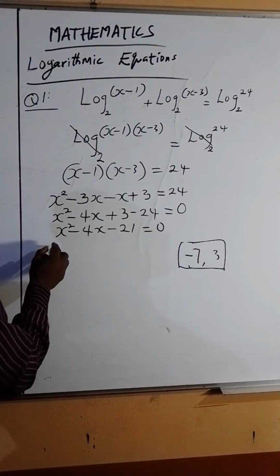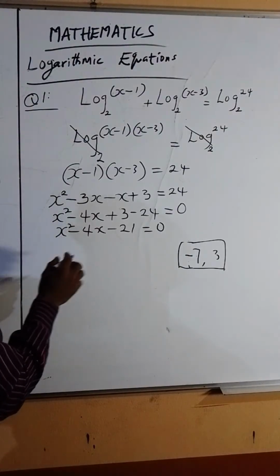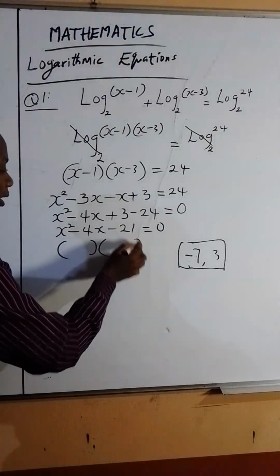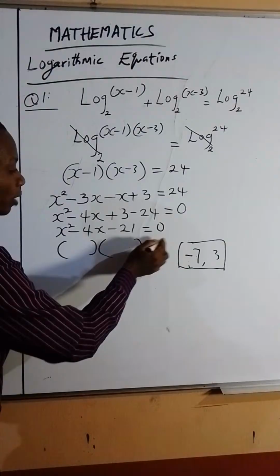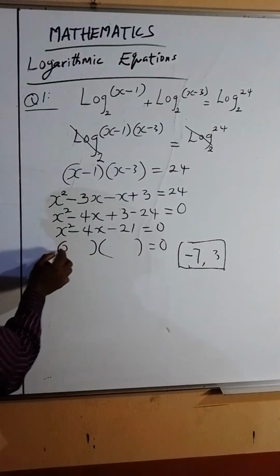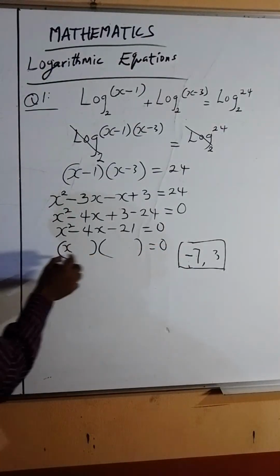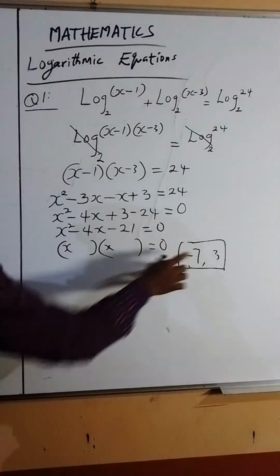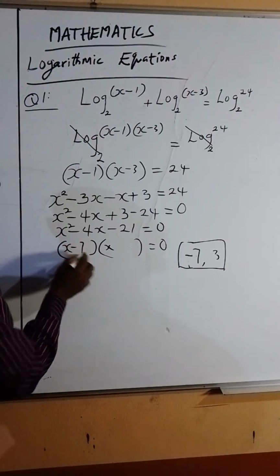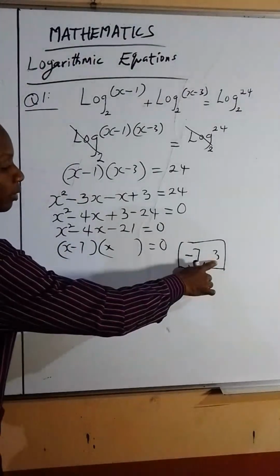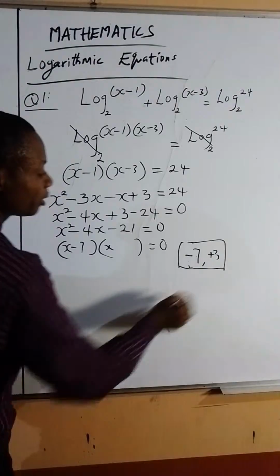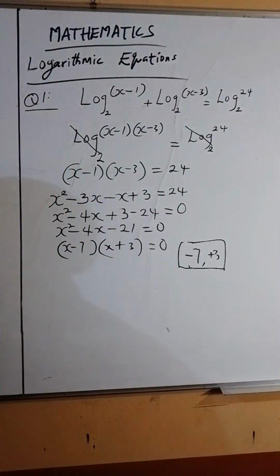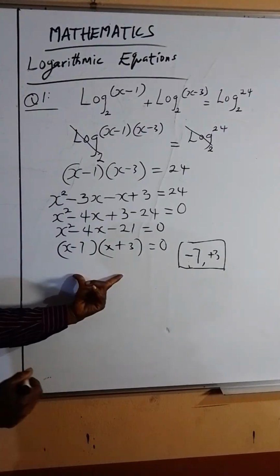Then the next phase is the way I did in my previous class. Just open two brackets here, then equate it to this 0 here. The variable we have here is x, so bring in the variable here. Then this is minus 7, so put minus 7 here. And this is plus 3, so place plus 3 here. Now we have gotten to where we are.